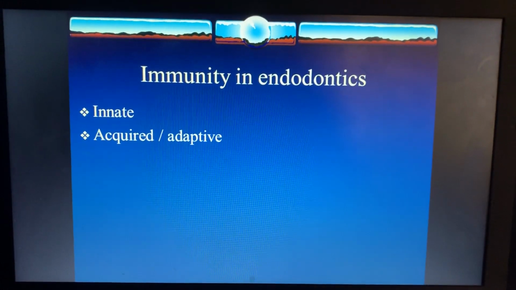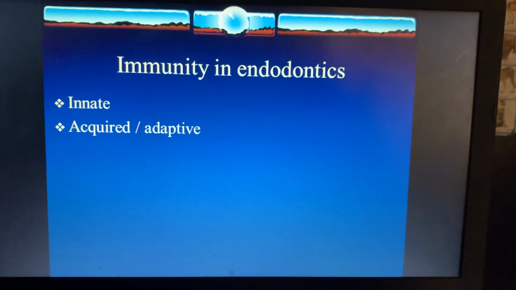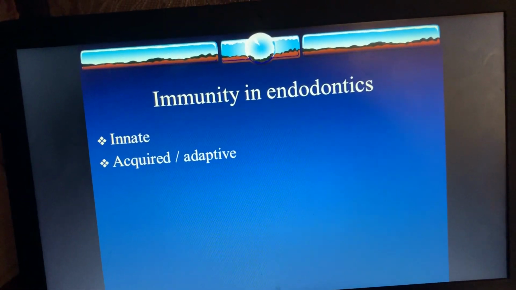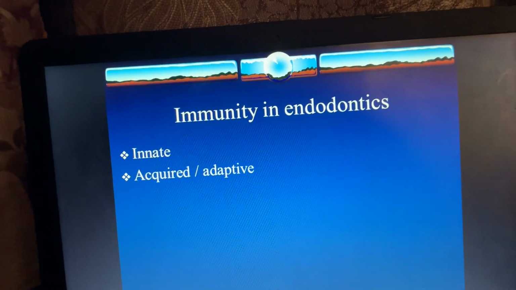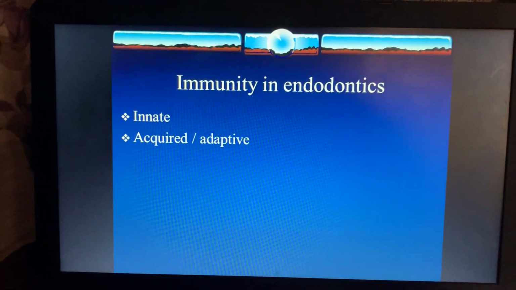The role of immunity in endodontics. The immune system is very complex in humans. There are two types: innate and acquired, or adaptive.